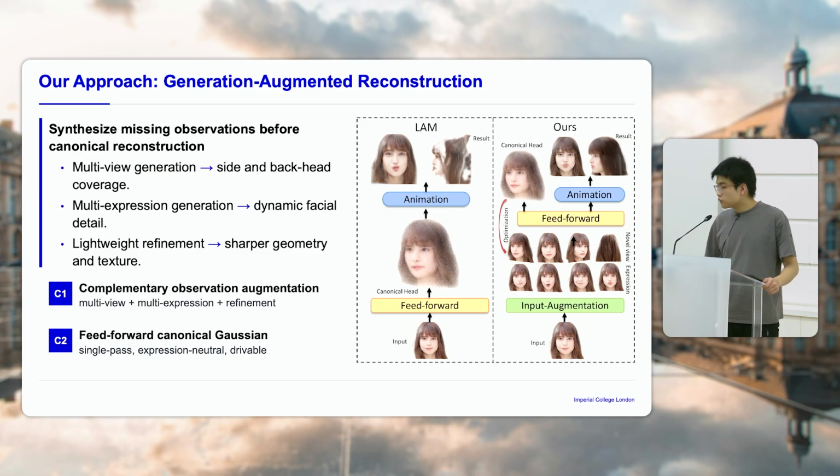Our VivaHead first synthesizes complementary views that are essential for full head reconstruction and animation. Multi-view generation provides side and back head information. Multi-expression generation provides facial variation. Then a feed-forward canonical Gaussian avatar is predicted, and a lightweight refinement improves geometry, hair, and facial details.